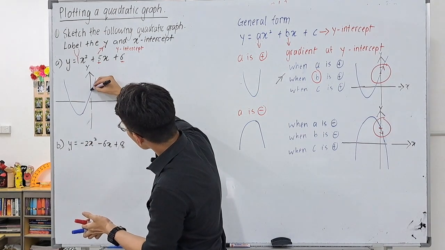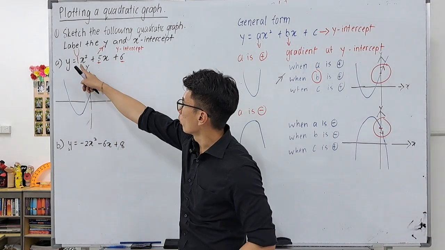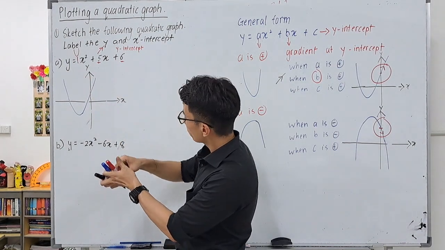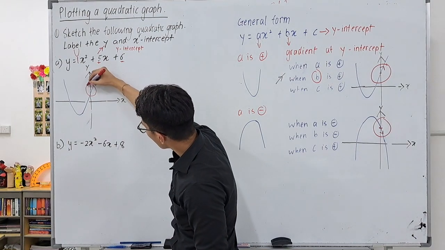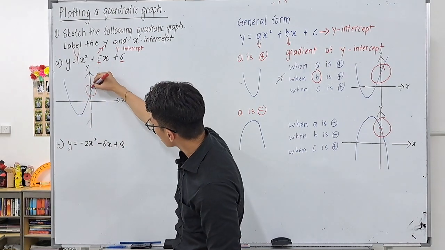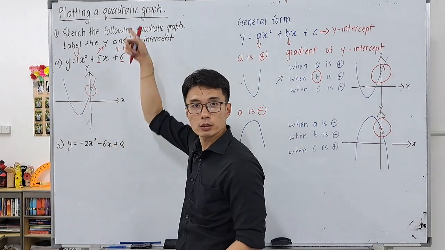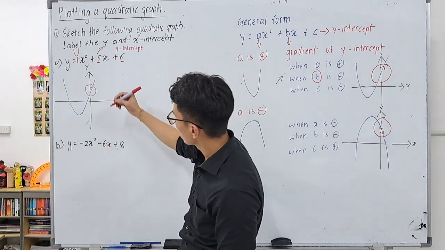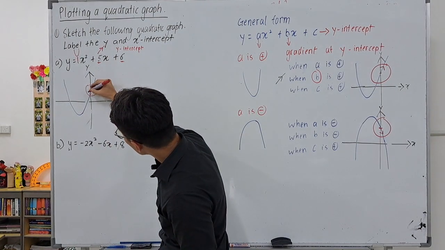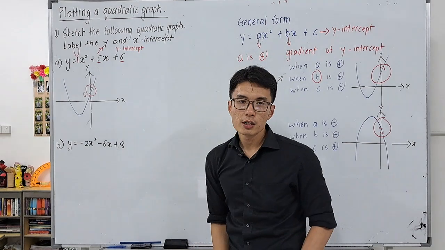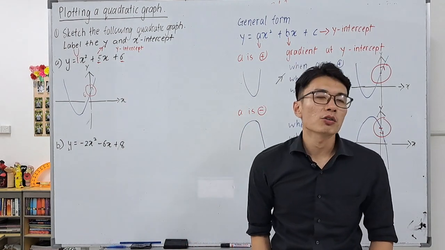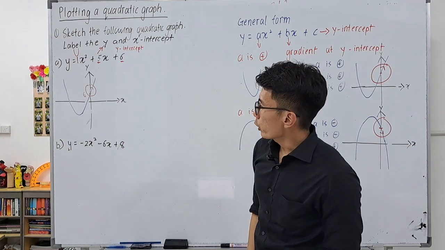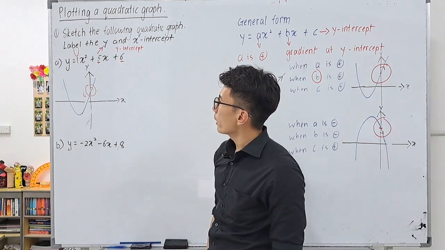Okay, so let's check if this is correct or not. Positive U-shape, check. Positive gradient at the y-intercept. This is the area of the y-intercept going upwards. The line is going upwards here to here. All right, and the y-intercept is positive 6. So this part over here, it's 6. Okay, so that checks out already. So that's how the graph looks like. Okay, but I'm not done yet. The question also asks me to label the y- and x-intercept.